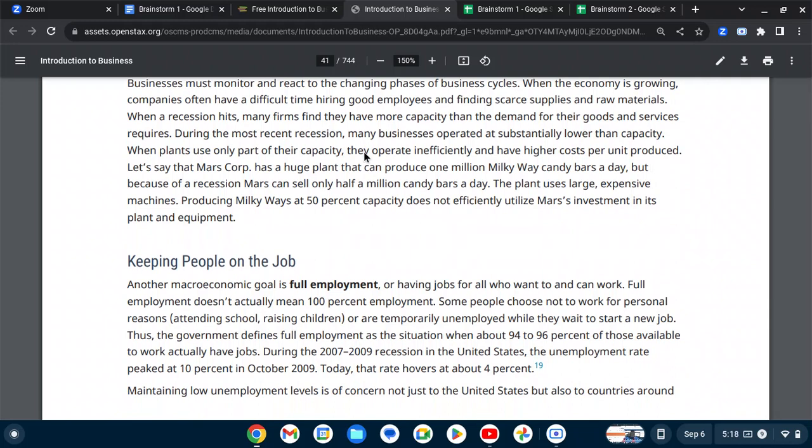During the most recent recession, many businesses operated at substantially lower than capacity. When plants use only part of their capacity, they operate inefficiently and have higher costs per unit produced. Let's say that Mars Corp has a huge plant that can produce 1 million Milky Way candy bars in a day, but because of a recession, Mars can sell only 500,000 candy bars a day. The plant uses large, expensive machines. Producing Milky Ways at 50% capacity does not efficiently utilize Mars's investment in its plant and equipment.